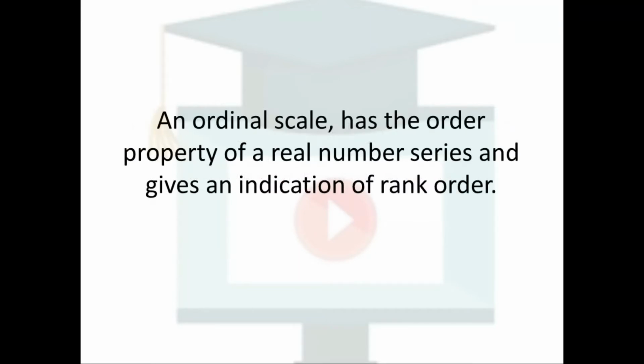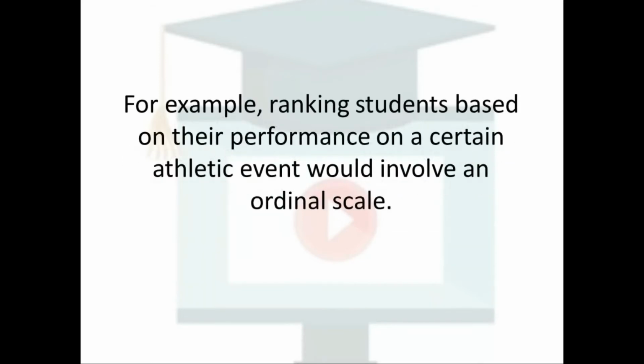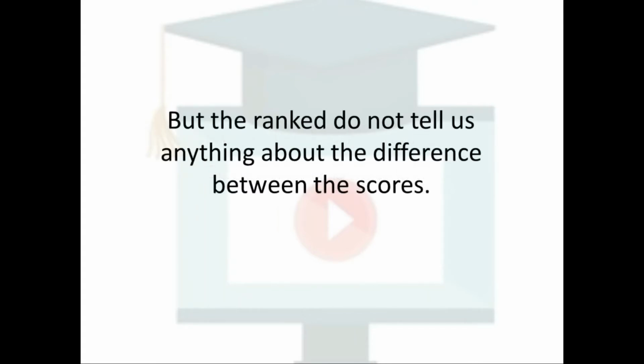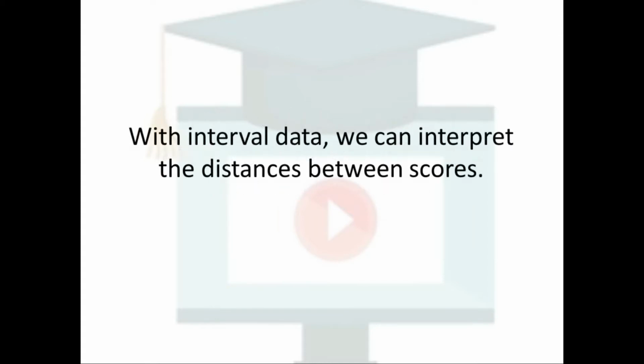An ordinal scale has the order property of real number series and gives an indication of rank order. For example, ranking students based on their performance on a certain athletic event would involve an ordinal scale. We know who is best, second best, third best, etc., but the ranks do not tell us anything about the difference between the scores. With interval data, we can interpret the distances between scores.